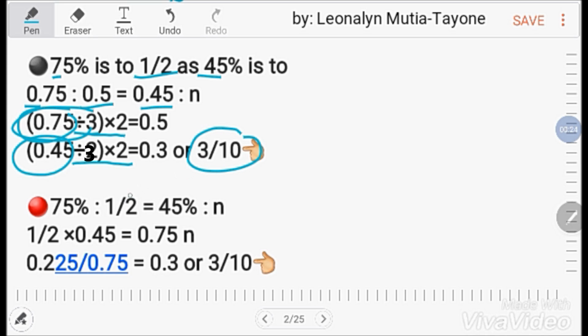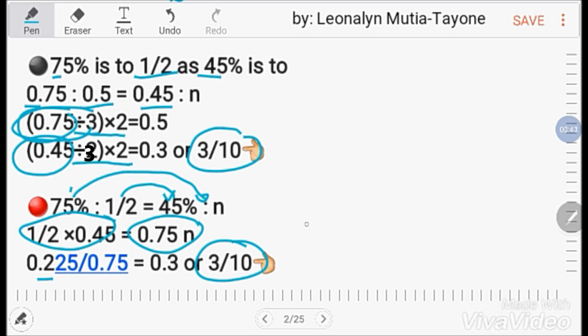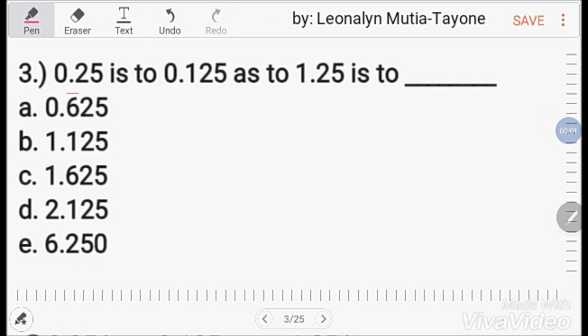Ito naman, iba. Yung 1/2 at saka yung 45, ginanon ko siya. Yung ratio na cross-multiply. So, ito, minomultiply ko siya. Tapos, nandito na si 75. Ang kakalabasan pa rin niya is 3/10. Question number 3. Si 0.25 is to 0.125 as to 1.25 is to what?